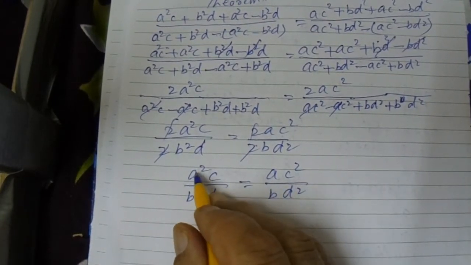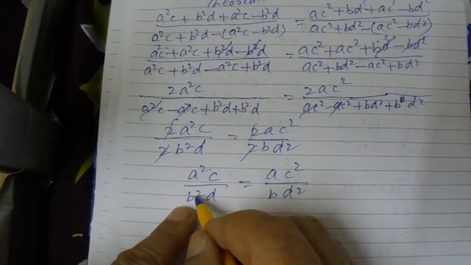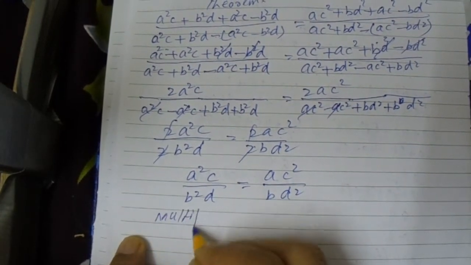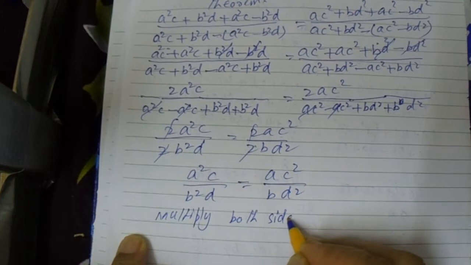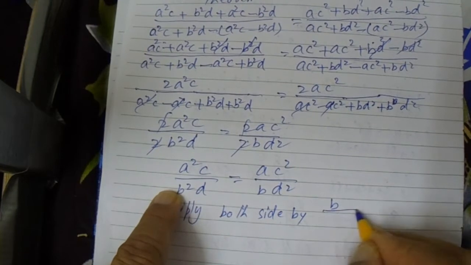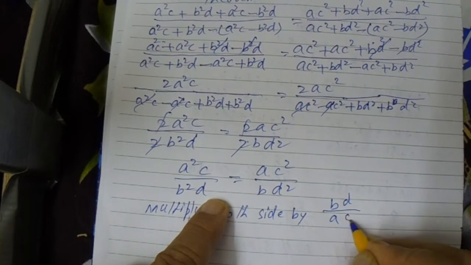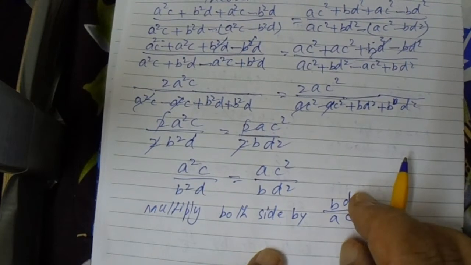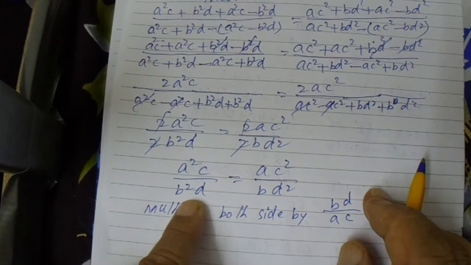Now we have here only A over B and we will remove C and D. We multiply both sides by this B over A and this also D over C. Now BD, we multiply this on both sides. We multiply on both sides.